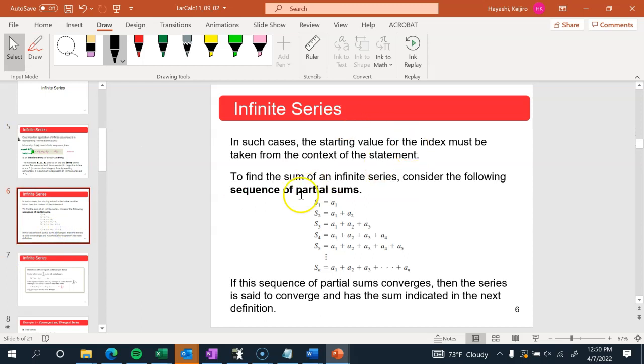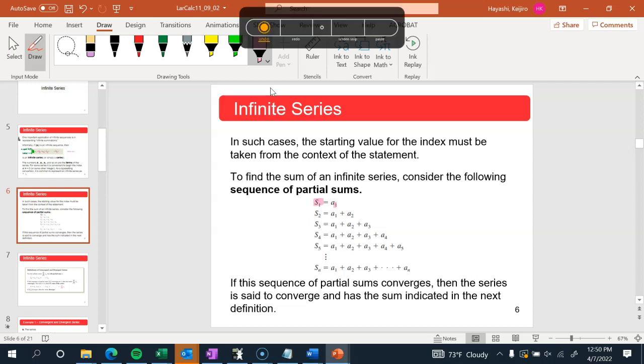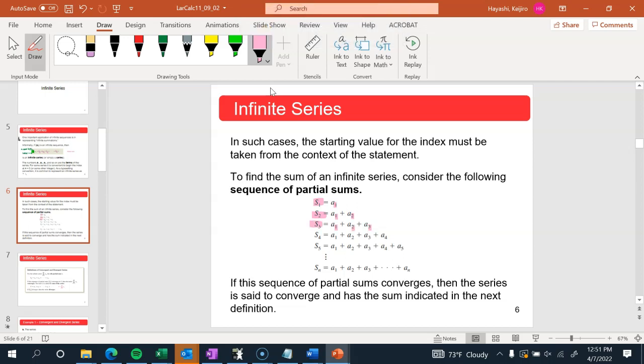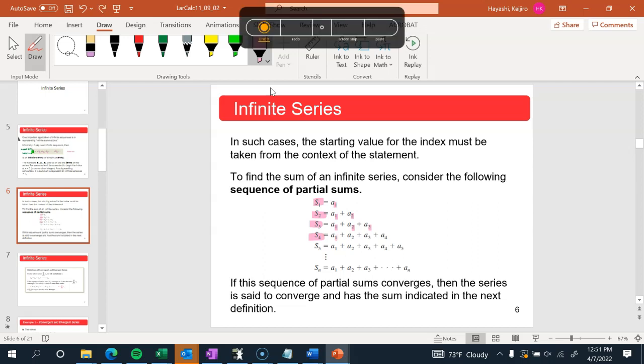So you make up basically a list of the partial sums, and you see where that list is going to. The first partial sum is the first term. The second partial sum is the first and second term. The third partial sum are the first three terms. And so on and so on.